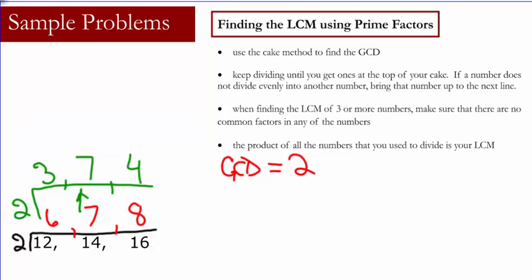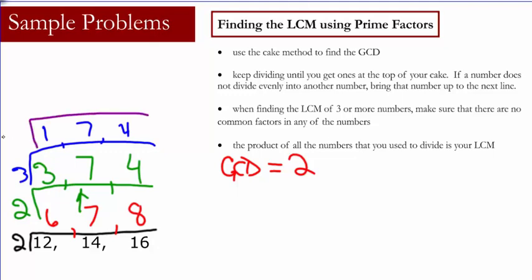So now I'm just going to divide these up until I get ones at the top of my cake. So 3 goes into 3 once, bring up the 7, bring up the 4, and then I'll divide by 7. 7 doesn't go into 1, so I'm bringing up the 1. 7 goes into 7 one time.